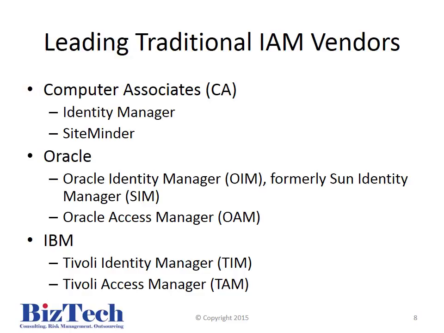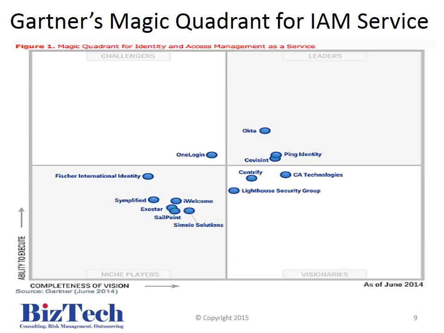So here are some of the leading traditional IAM vendors. Computer Associates has Identity Manager and SiteMinder. Oracle has Oracle Identity Manager, formerly Sun Identity Manager, and then Oracle Access Manager. And IBM has Tivoli Identity Manager, which IBM bought, and Tivoli Access Manager, so the Tim Tam solution by IBM. So these are the main leading vendors for identity and access management software. And this is how they rank.